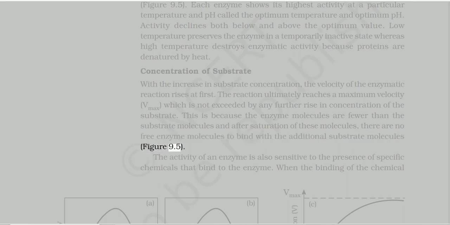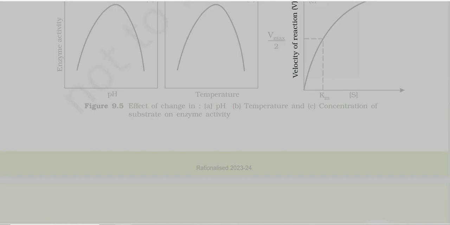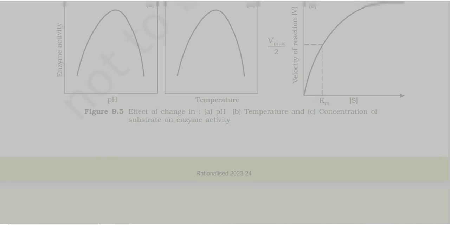The activity of an enzyme is also sensitive to the presence of specific chemicals that bind to the enzyme. When the binding of the chemical. Figure 9.5. Effect of change in A. pH, B. temperature, and C. concentration of substrate on enzyme activity. Max velocity of reaction, V. Vmax, Km. A, B, C. pH, temperature. Enzyme activity.